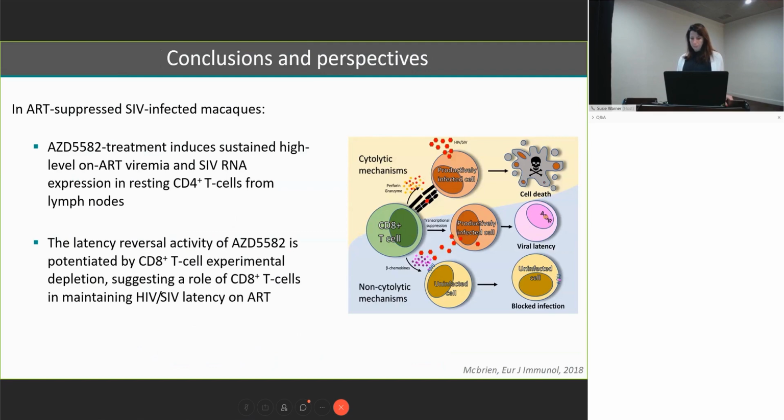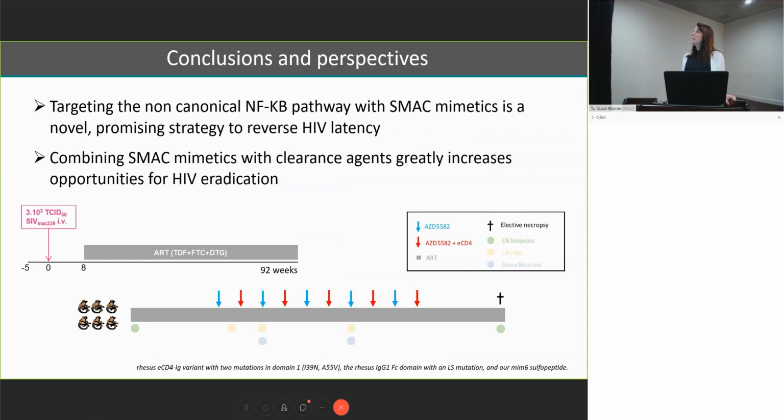So targeting the non-canonical NF-kappa-B pathway with SMAC mimetic is a novel promising strategy to reverse HIV latency, and combining SMAC mimetics with clearance agents could greatly increase opportunity for HIV eradication. And here I'm showing an ongoing study where we are combining this SMAC mimetic with the clearance agent ECD4-Ig.